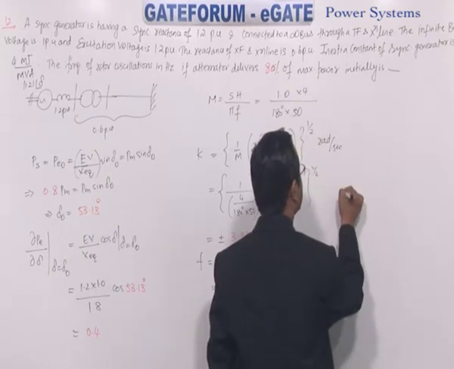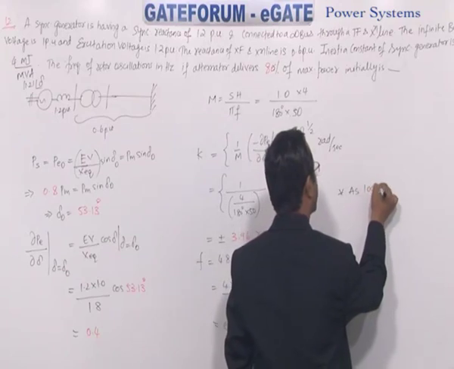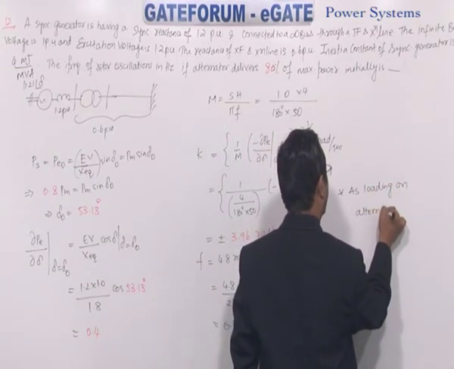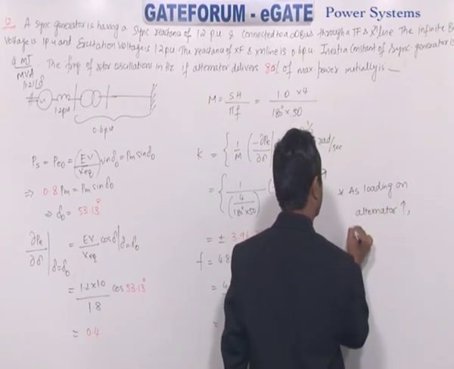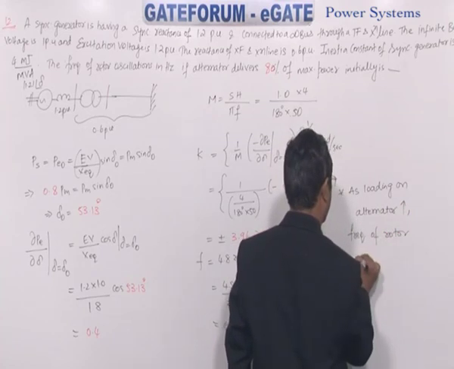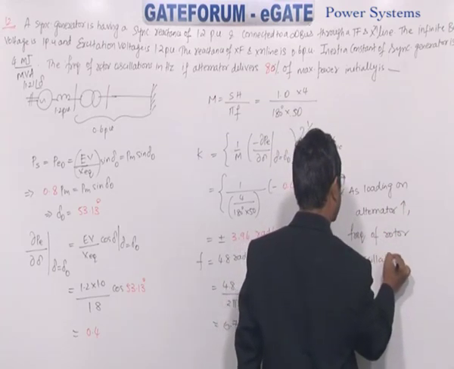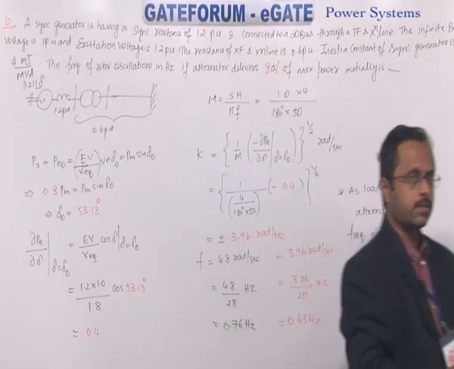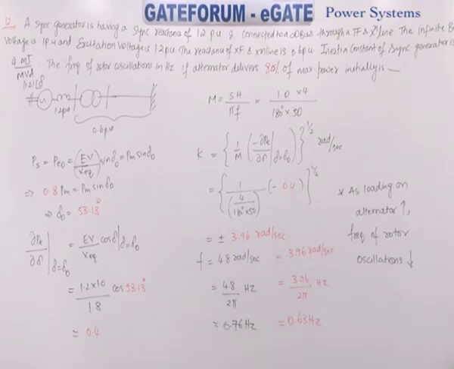So what we conclude is, as the loading on the alternator increases, the frequency of the rotor oscillations decreases. So you analyze and determine the frequency of rotor oscillations corresponding to the last two questions here.